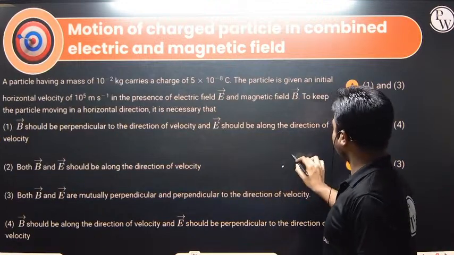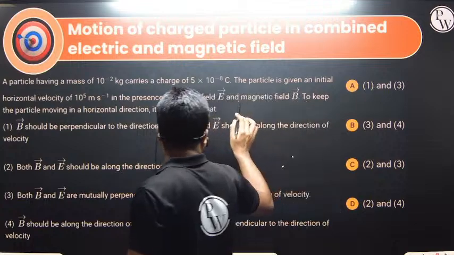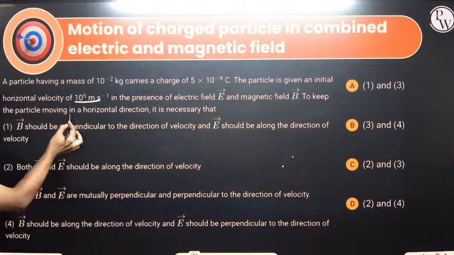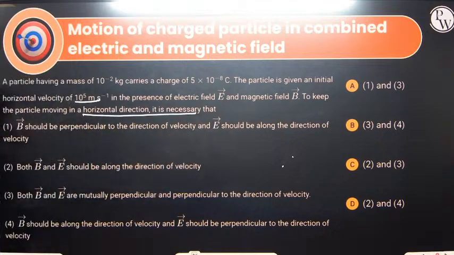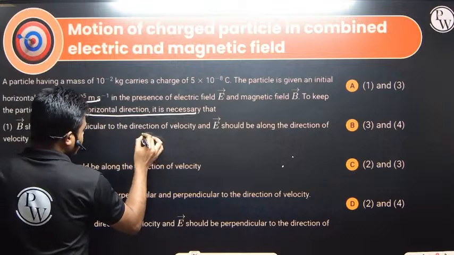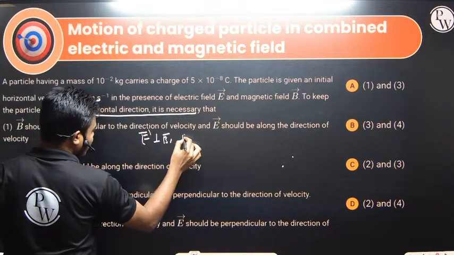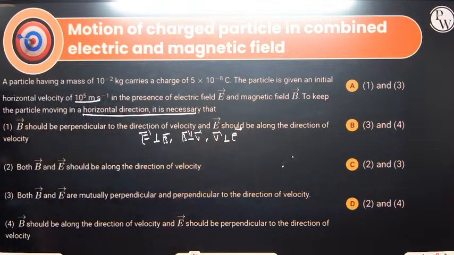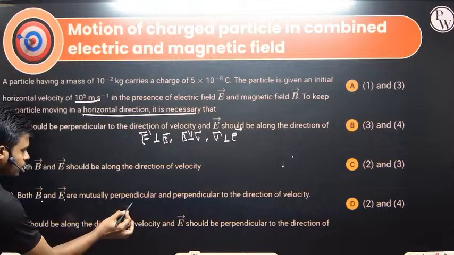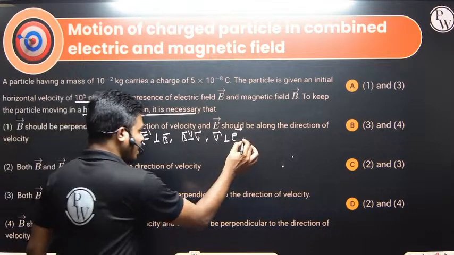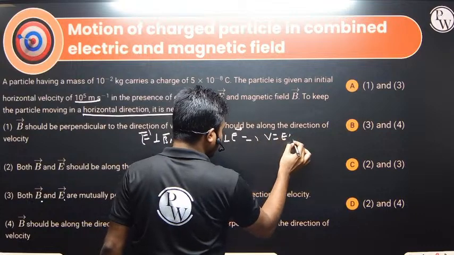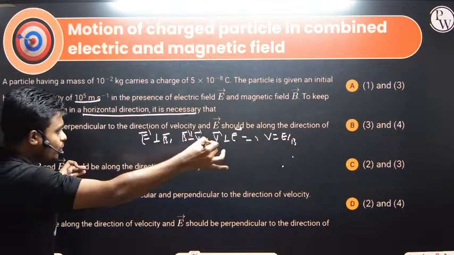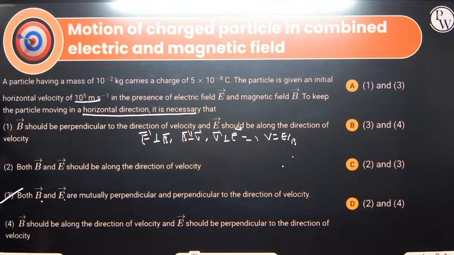A particle of this mass and this charge is given an initial velocity this much. In the presence of electric field and magnetic field, to keep the particle moving in the horizontal direction, it is necessary that, first, the electric field should be perpendicular to the magnetic field, the magnetic field perpendicular to velocity, and the velocity perpendicular to the electric field. So E, B and velocity are mutually perpendicular, and one more condition is there: v equals E by B. When this condition is satisfied, the charged particle will continue to move in a straight line. So option 3 is correct.